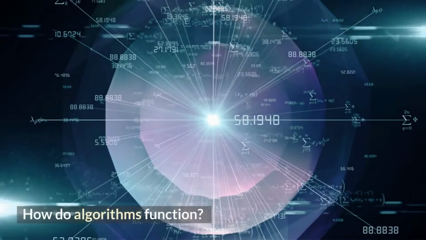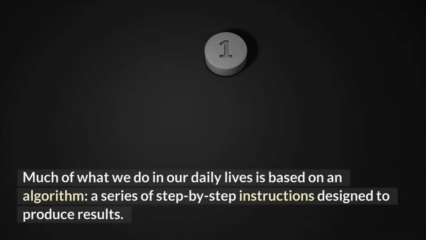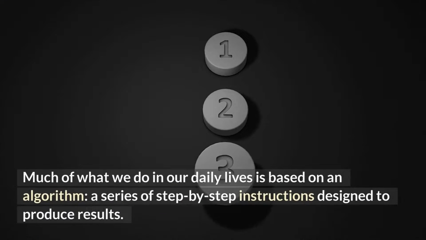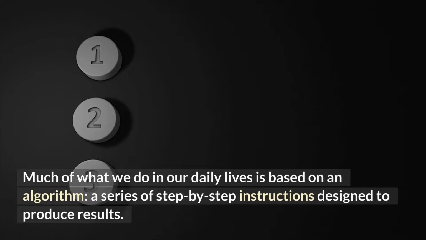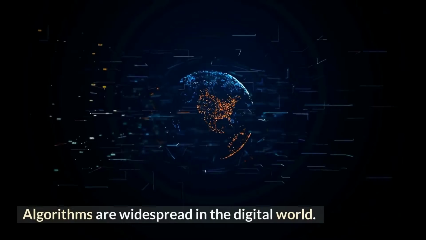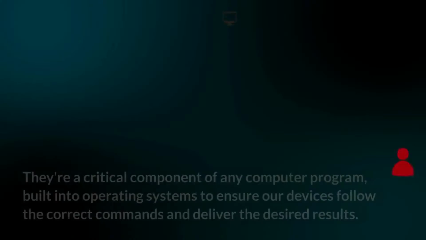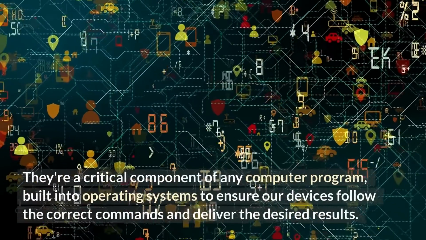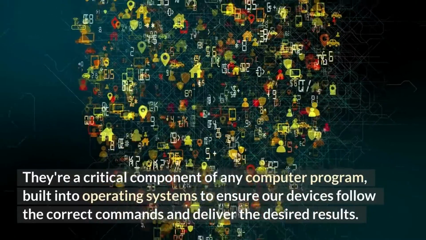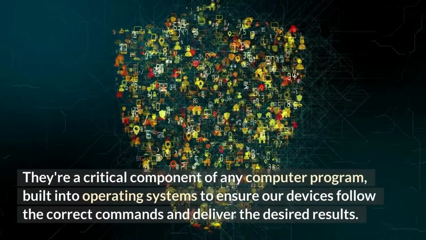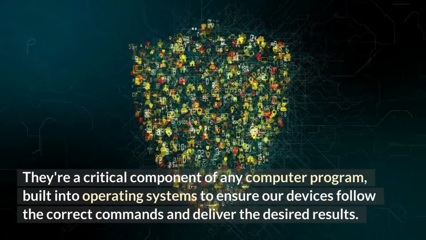How do algorithms function? Much of what we do in our daily lives is based on an algorithm, a series of step-by-step instructions designed to produce results. Algorithms are widespread in the digital world. They're a critical component of any computer program, built into operating systems to ensure our devices follow the correct commands and deliver the desired results.